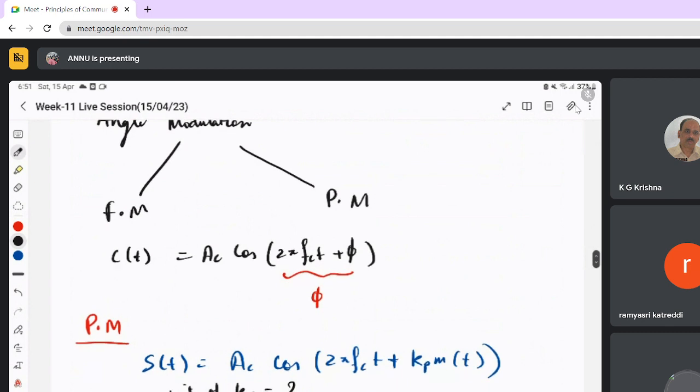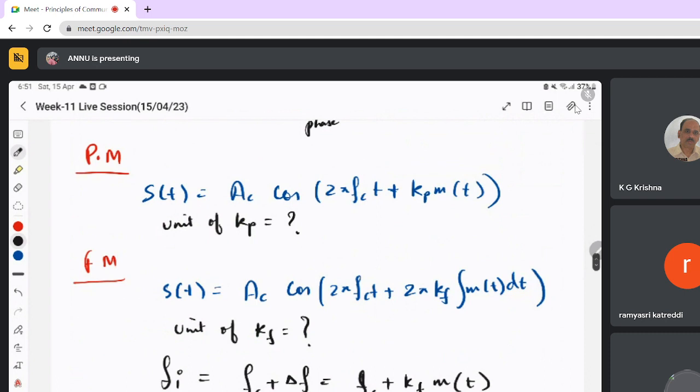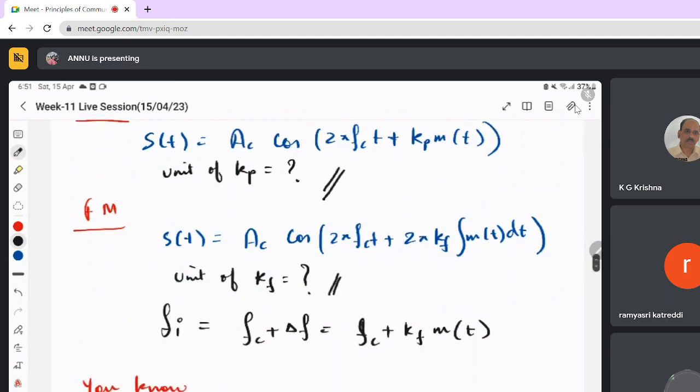If we see the carrier signal, which is Ac cos(2 pi fc t plus phi), this particular thing can also be called the phase. Now in PM, s(t) is equal to Ac cos(2 pi fc t plus Kp m(t)). Now I want to know the unit of Kp and Kf. First, let me know about this.